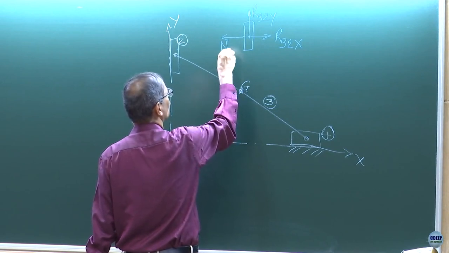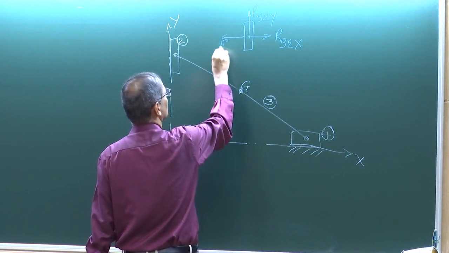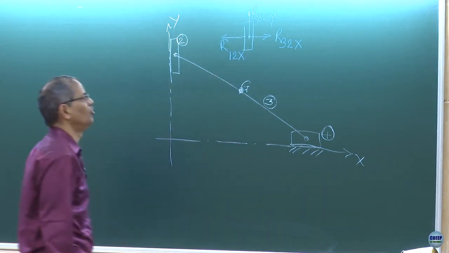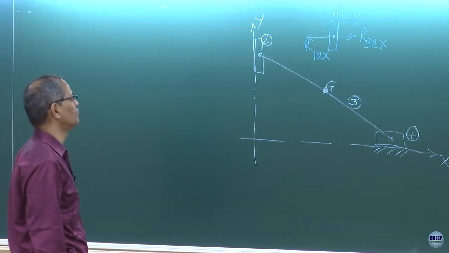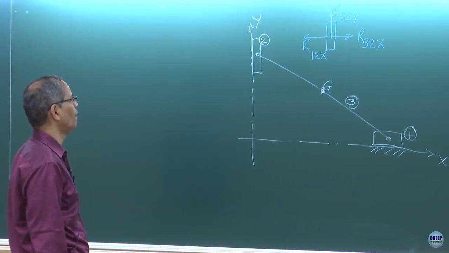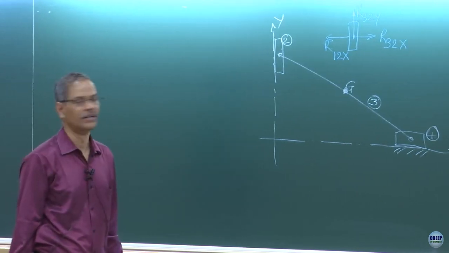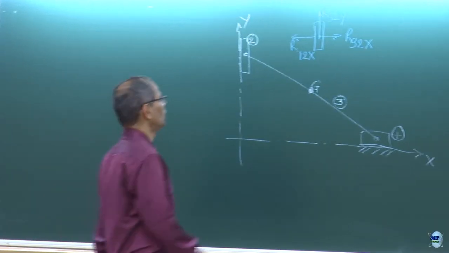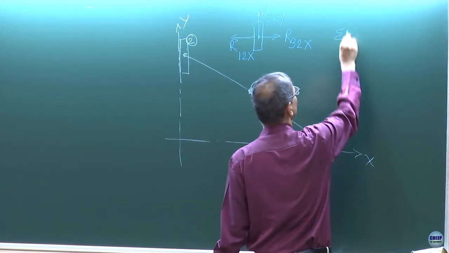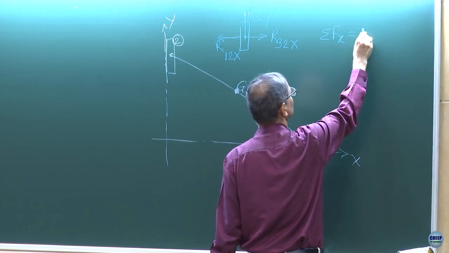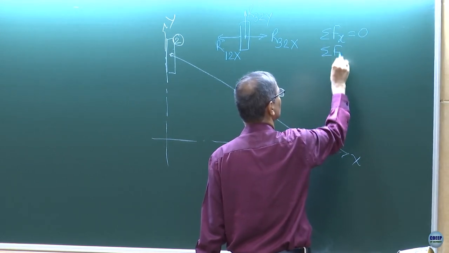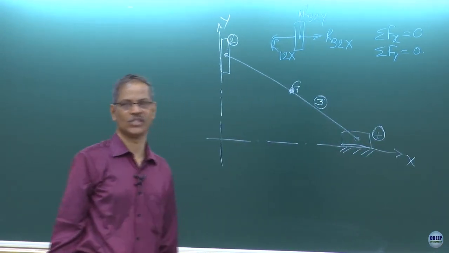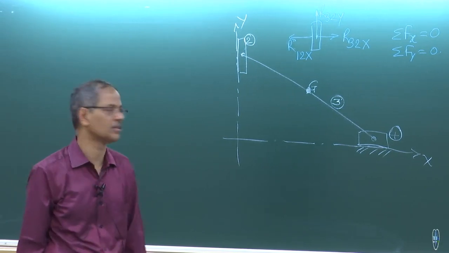N, or R12X if you want to call it that. Friction is neglected, so vertical force between 1 and 2 does not exist. Okay. What else? Now for this link, sigma Fx is 0, sigma Fy is 0, correct? Because VA is a constant, so there is no acceleration involved in this.